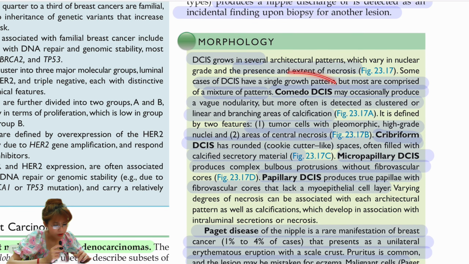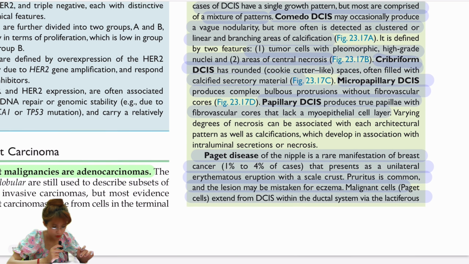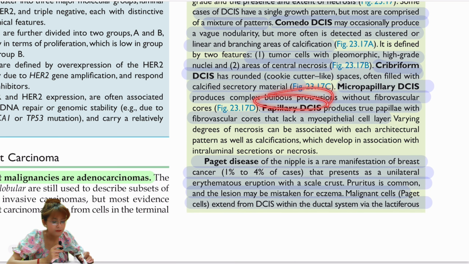So what about comedo DCIS? They have tumor cells with pleomorphic high grade nuclei and central necrosis. This is the comedo type. Cribriform type will have cookie cutter like spaces, and micropapillary will have papillary projections without fibrovascular cores, and papillary will have true papillae with a fibrovascular core, but they will lack myoepithelial cells because these are malignant.